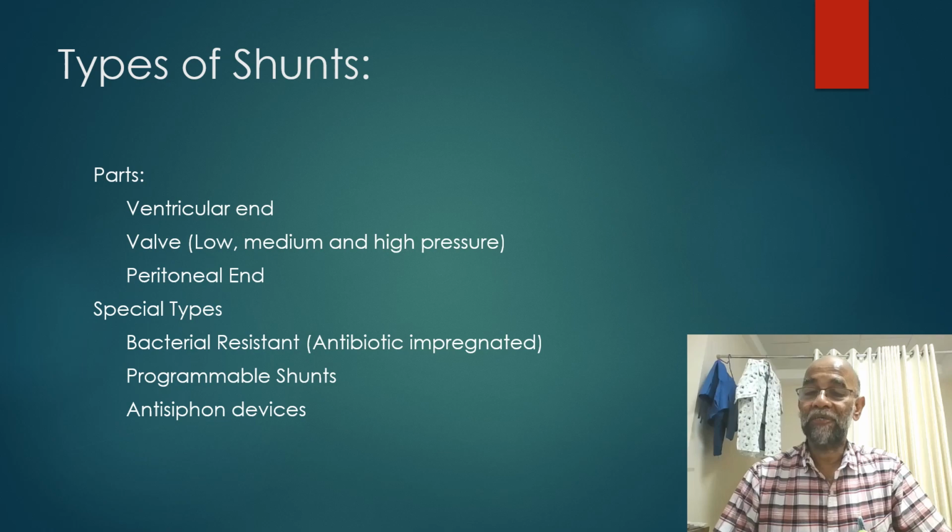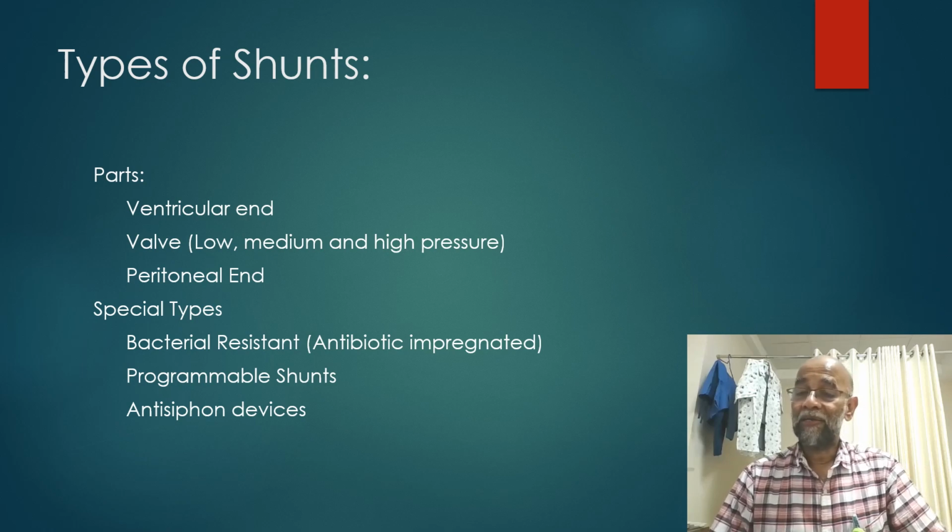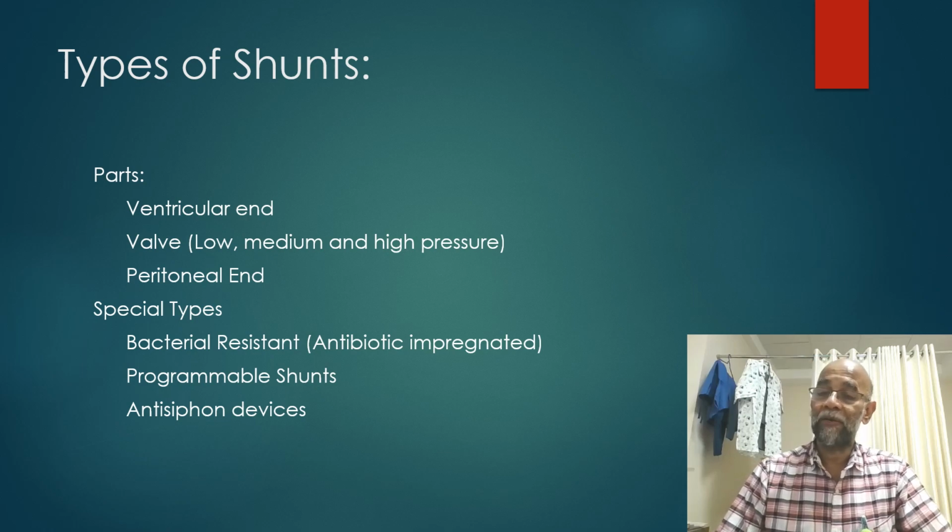Several special kinds of shunts are available. Bacterial resistant shunts are often used. These are antibiotic impregnated. We have programmable shunts where the pressure of opening of the shunt can be regulated from outside by a program. And so you can increase or decrease the resistance to CSF outflow. Anti-siphon devices may be incorporated into shunts to prevent variations in CSF drainage with erect posture or lying down.